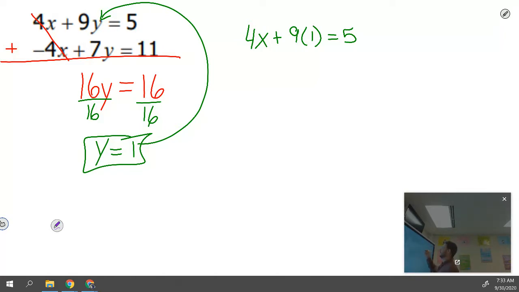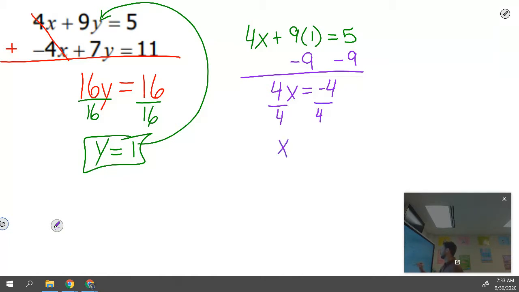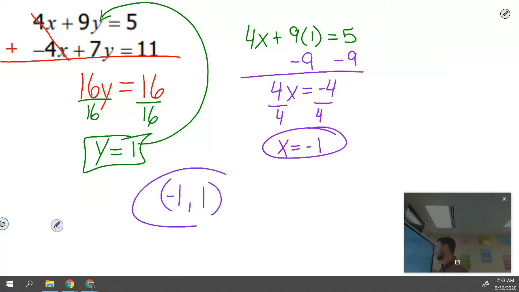So 9 times 1 is just 9. I'm not going to rewrite that in a whole step. I'm going to subtract 9 and divide by 4. So we have an x value of -1, y value of 1. So our final answer is (-1, 1). Remember, you need an x, y for every single one of these points.